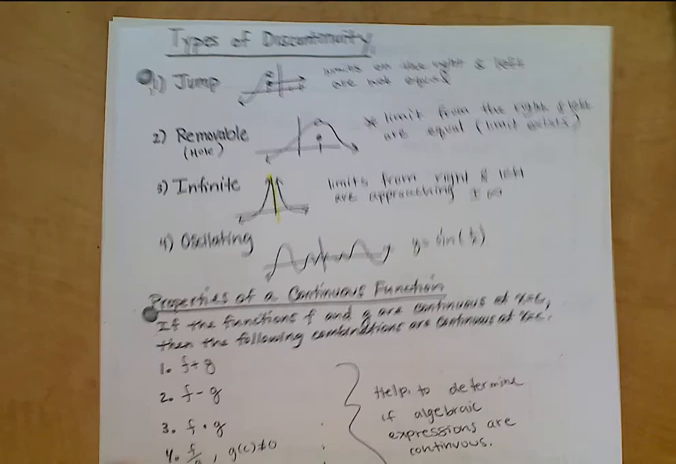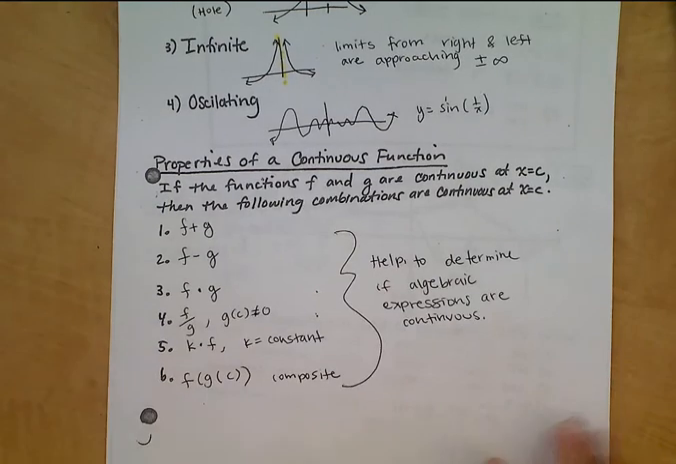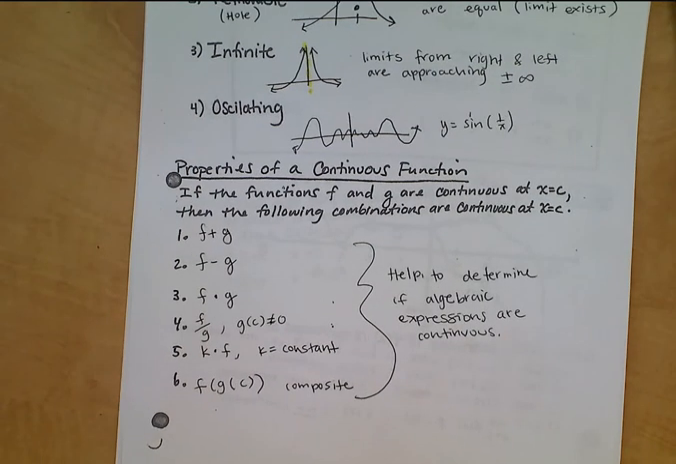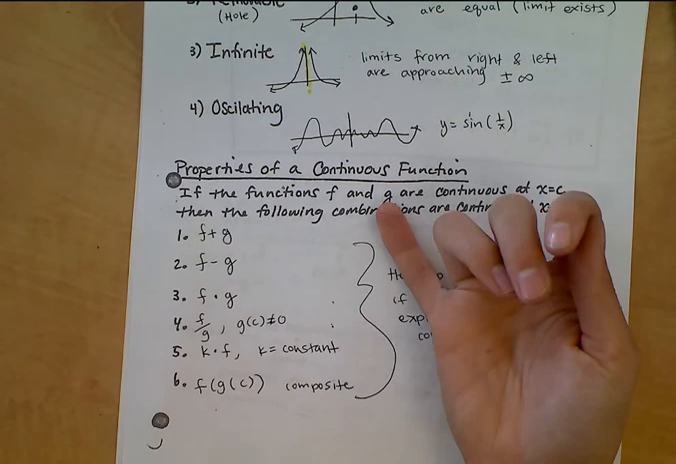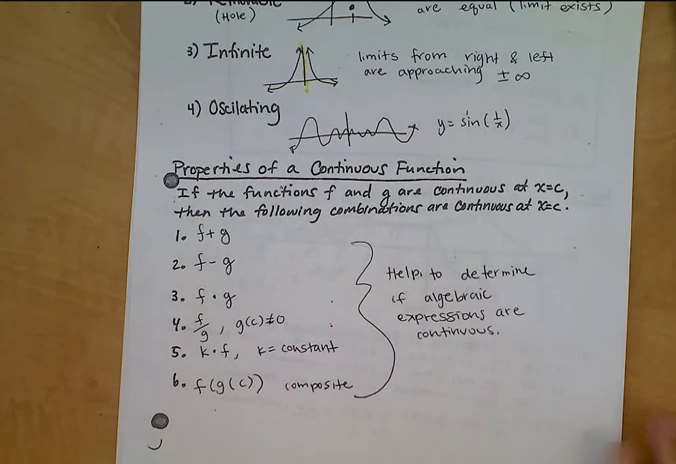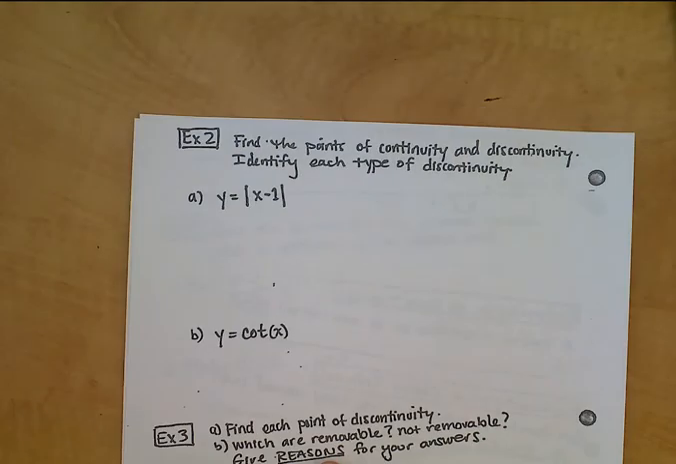So the final notes that we took in class were about these properties of continuous functions. And these properties apply when we are thinking about whether functions, algebraic functions, are continuous or not. So if we know that f and g are continuous, we know that all these other operations involving f and g are also continuous. So we're going to look at some examples of that.